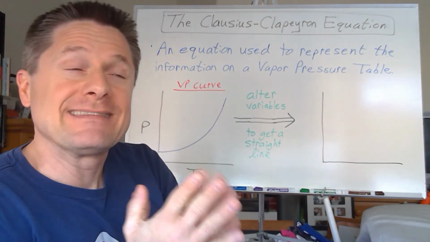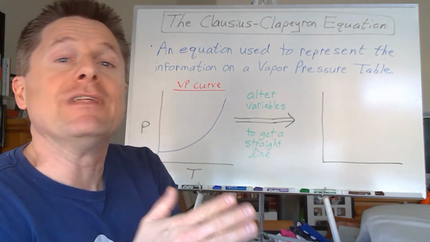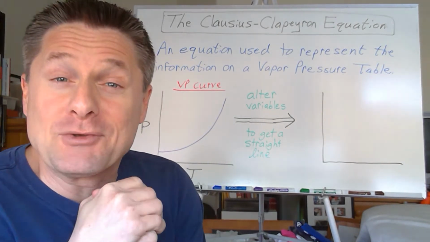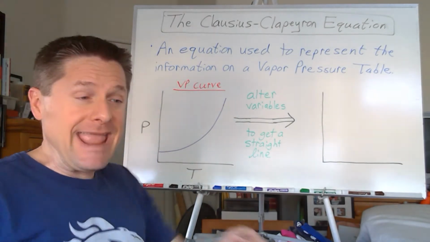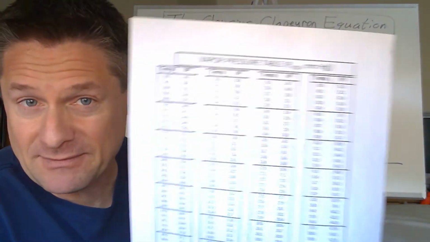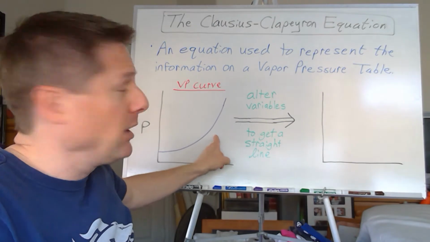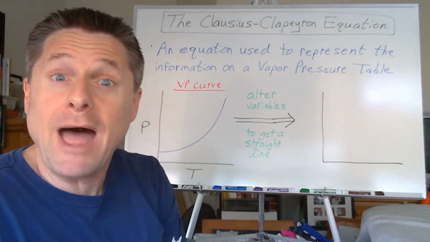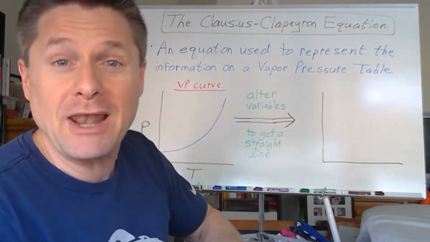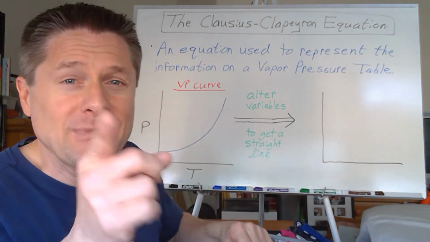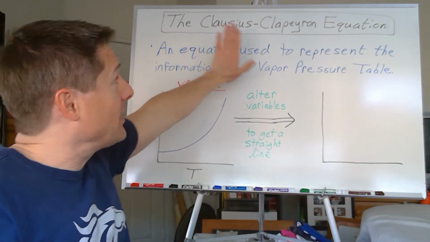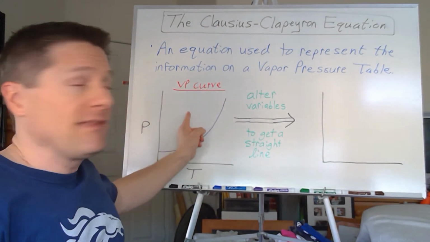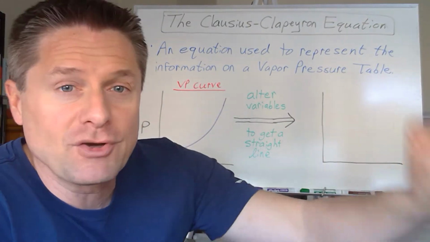This is a specific application of a general process. In the next few minutes I'm going to show you how to take data tables, make plots of them, and then get a mathematical equation from that plot. Yes, that is a driving force for a lot of the lab work we do. Pay attention, mosquito. The Clausius-Clapeyron equation is a specific equation used to represent the information on a vapor pressure table and curve.